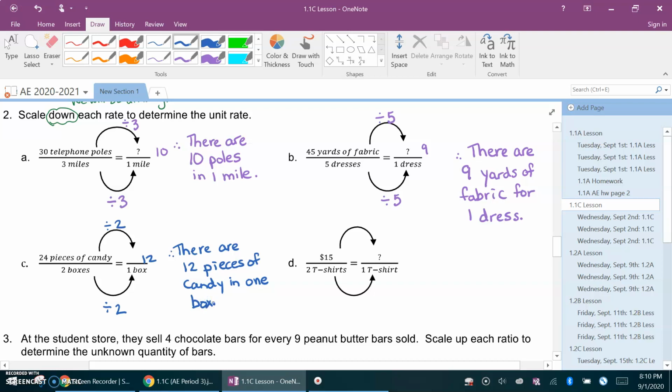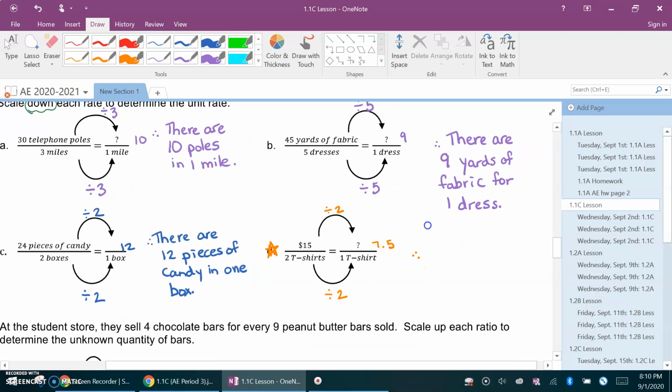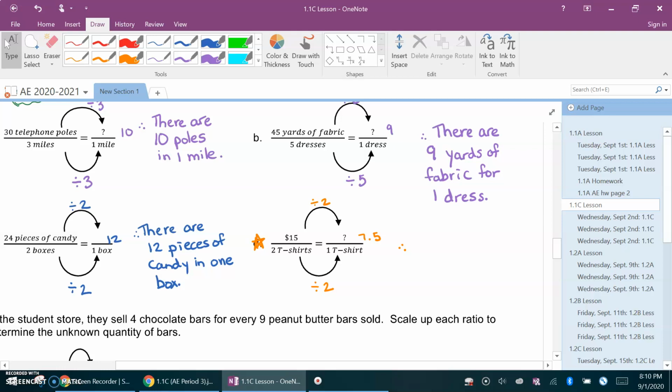Okay, and this last one is a little bit funny. And the reason this one's funny is because of how the answer comes out. So $15 for 2 t-shirts. So we want to figure out how much it is for one t-shirt. And so when you stick that into your calculator, you're going to get 7.5, which it's okay to have decimals. The question is, what does that mean for the problem? And so what this means is that it costs $7.50 for one t-shirt.